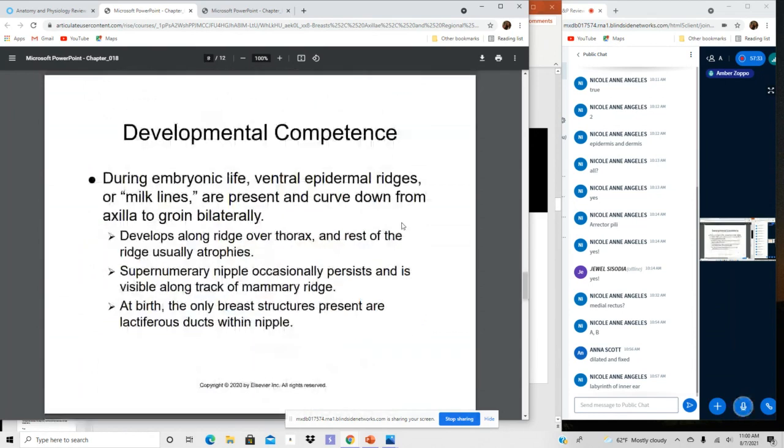During embryonic life, ventral epidermal ridges, or milk lines, are present and curve down from the axilla to the groin bilaterally. The breast develops along the ridge over the thorax, and the rest of the ridge usually atrophies. A supernumerary nipple occasionally persists and is visible along the track of the mammary ridge. At birth, the only breast structures present are the lactiferous ducts within the nipple.